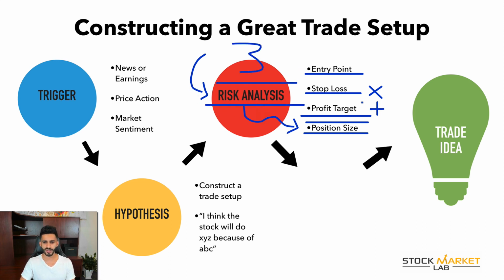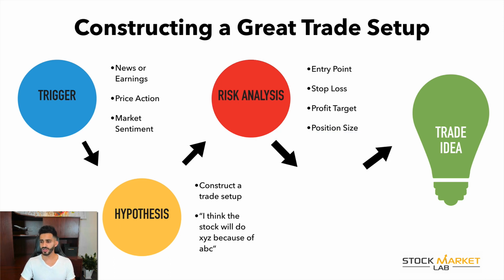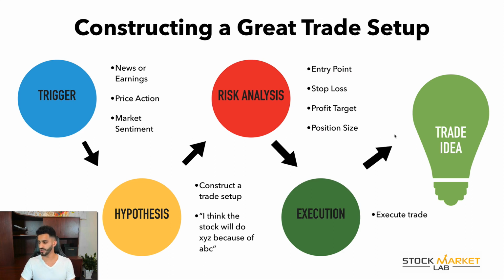After you do your risk management, after you have an entry point, after you have a stop point, after you have a profit target, after you do your risk analysis and everything looks good, we then go to our final step, execution. We go and we execute the trade. We execute and we have an exit price, right? So once again, we start from a trigger point.